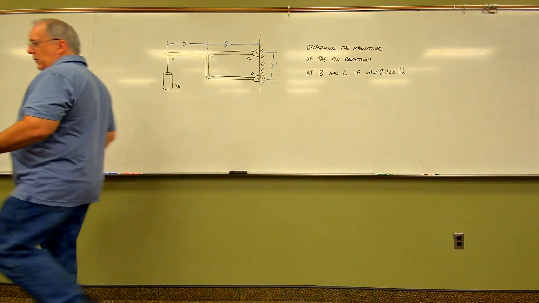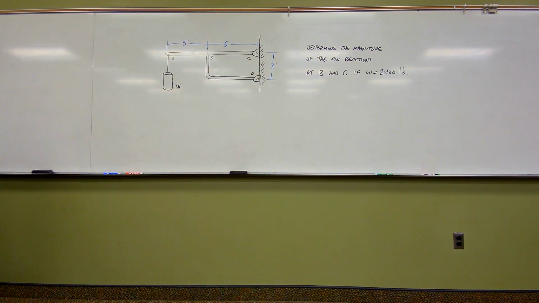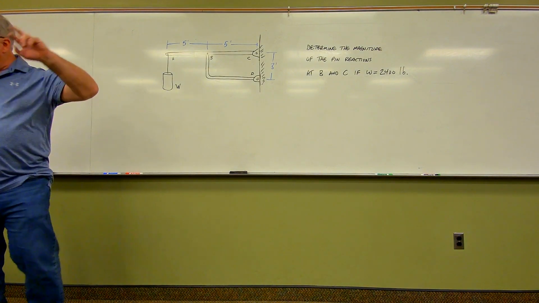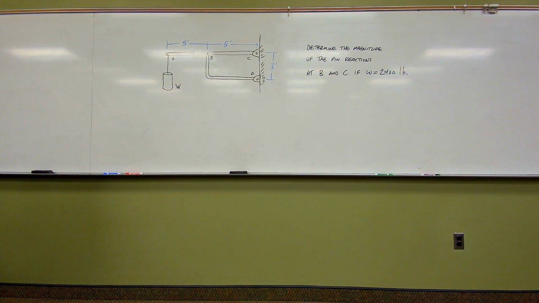Okay, folks, in this one here, I chose to write the narrative up here because I want to make sure everybody is seeing and hearing the narrative. I think this is going to be important. So the frame that you see right here comprises two structural elements pinned together with a weight hanging over here from pin A. The narrative of the problem is exactly as it was given to us in the book right here, and that is to determine the magnitude of the pin reactions at B and C if W equals 2,400 pounds. Now, let's unpack a few things here.